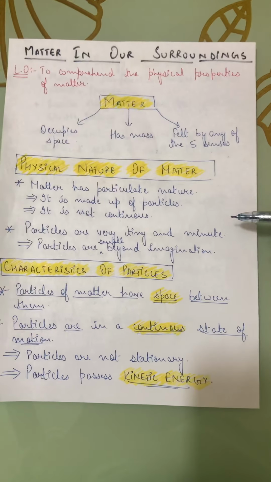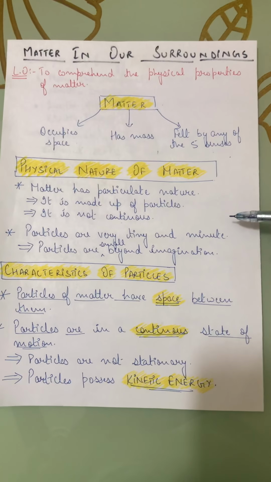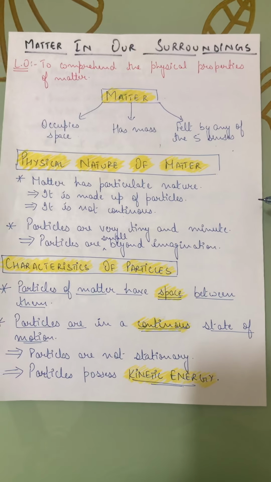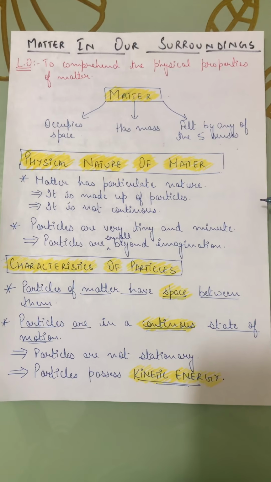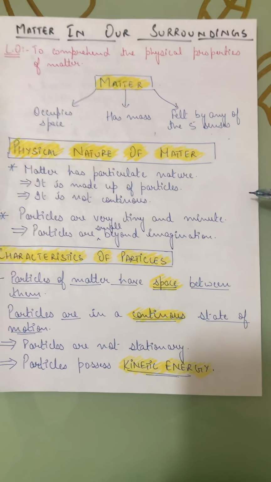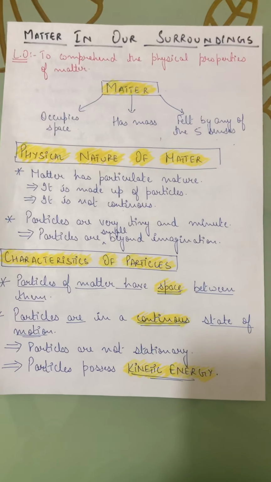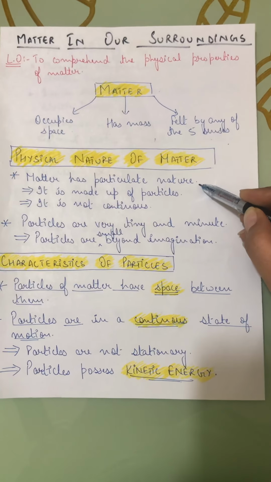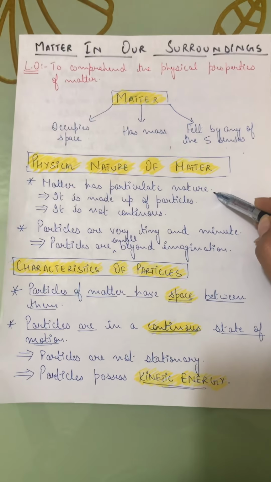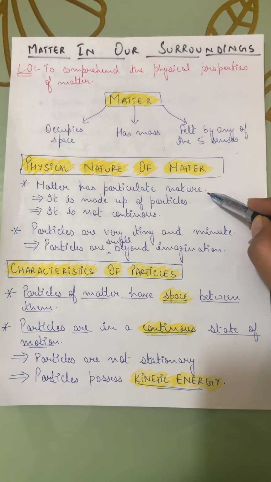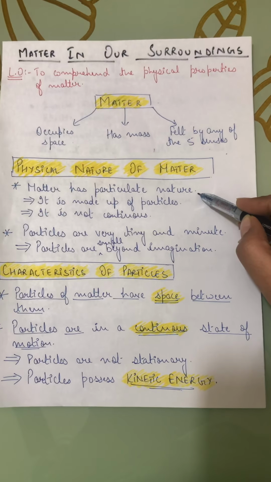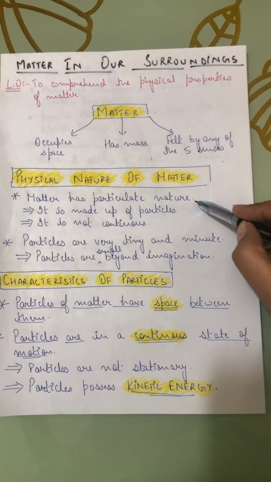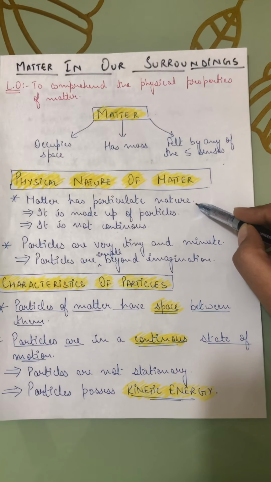Now we will move forward to the physical nature of matter. There are physical properties of matter and chemical properties of matter. In this chapter, we will discuss the physical properties of matter. What is matter made up of? The first thing here is that matter has particulate nature. This means that matter is made up of particles. Matter is not continuous like a wooden block. It is made up of very tiny small particles.